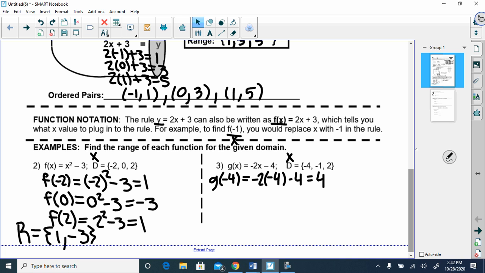Very good. Okay, now I've got to do the same thing, but this time I'm going to plug in negative 1. So g of negative 1 is equal to, how would I write that?